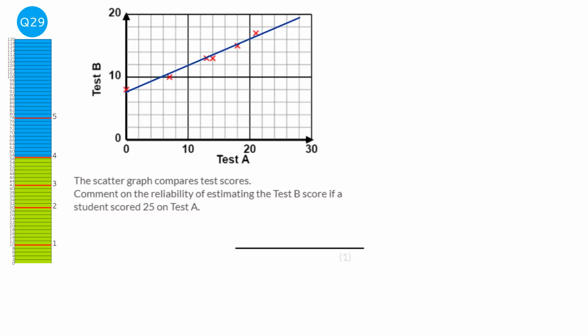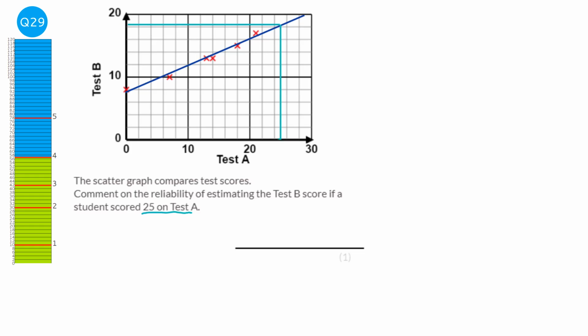So to make estimates from a scatter graph, we've got to first of all draw a line of best fit, which would be something like this. And what we'll do is find an estimate of test score B, given the fact they got 25 on test A, means that we would draw a line up from test A at 25, should be here, and then across, and that's how we'd make the estimate.